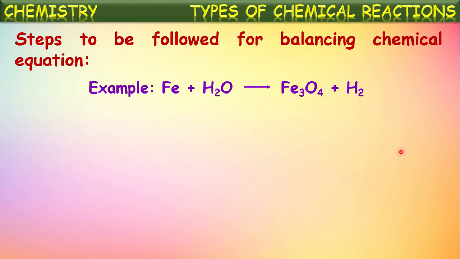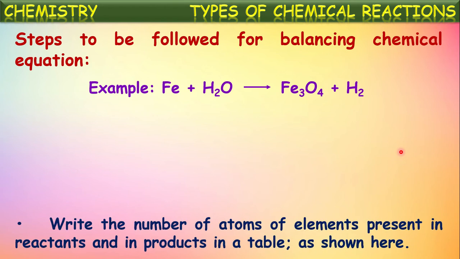If you see on the left hand side, iron atoms are only one, isn't it? Whereas if you see right hand side, there are three iron atoms. So, the number of iron atoms on both the sides of the chemical reaction are not equal. Hence we say this is an unbalanced chemical equation. Now let us try to learn how to balance this equation step by step.